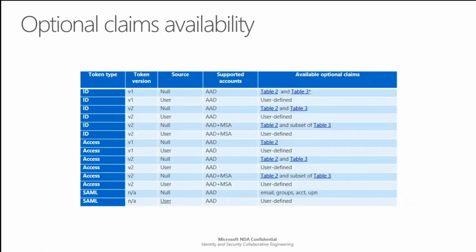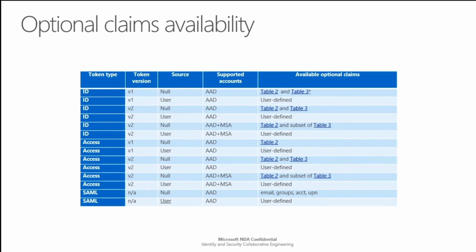All right, so additional background here. The availability of optional claims is determined by a few different things. It's determined by the token type, which I talked about earlier, V1 versus V2, the token version, and the source, whether it's a standard one that we list in our documentation, or a custom one, like a custom extension claim that you created based on a user object.